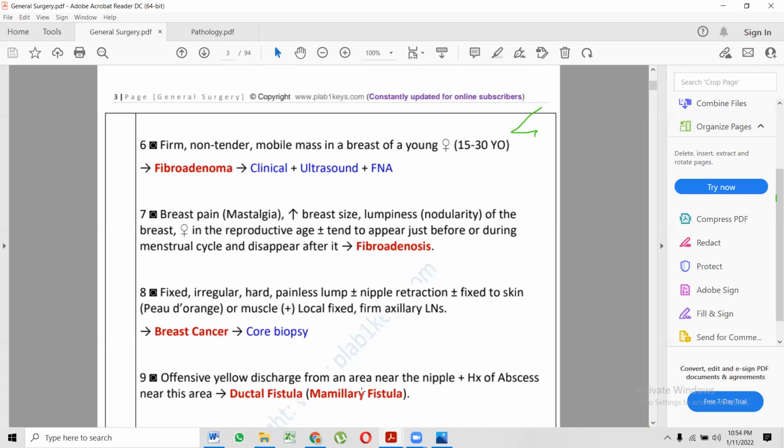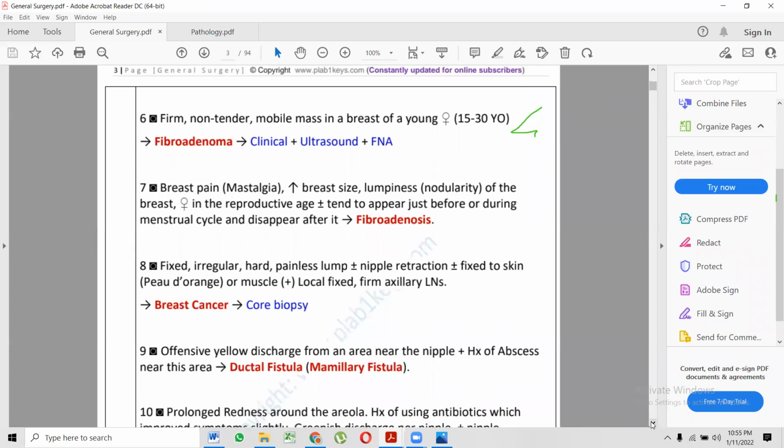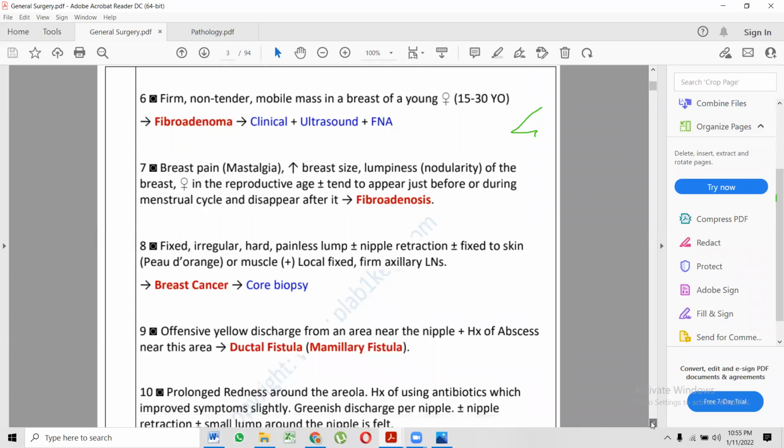So yellow discharge from an area near the nipple. Usually there is discharge from the nipple, but in this case, there's a yellow discharge from an area near the nipple. Yellow discharge means it is pus. So also there will be a history of abscess in this area. It is most likely because there is a discharge from an abnormal place. So a fistula has most likely been formed, due to which this yellow discharge is coming out of the fistula. So yellow discharge with the history of abscess, the diagnosis will be a mammary fistula. Remember that this yellow discharge is not from the nipple, but from an area near the nipple.